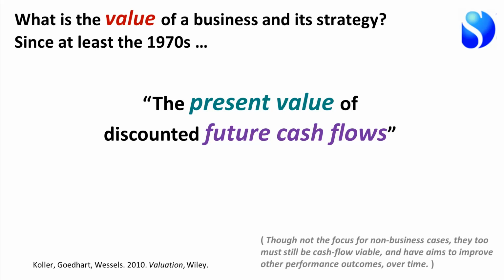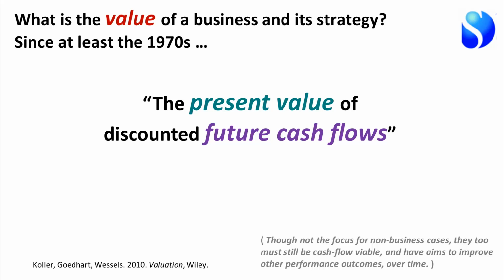Now, although this is not the focus for non-business cases, they too must still be cash flow viable. If you're operating a voluntary organization or if you're running a public service, you've still got to have a viable cash flow position. But in those cases, you've got aims to improve other performance outcomes. But those too are improvements that happen over time.